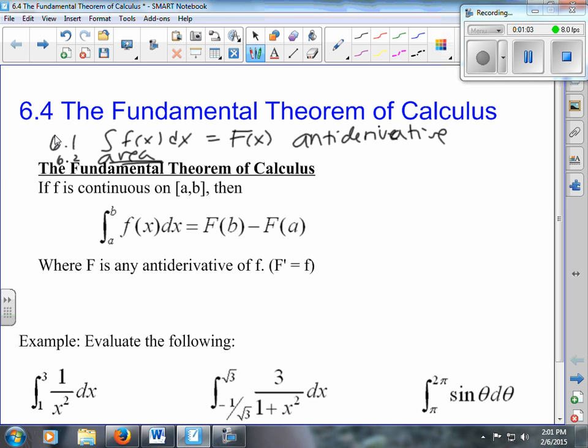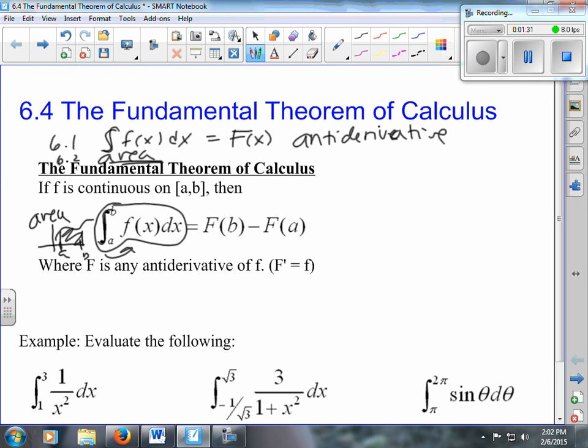And then in 6.3 we called those areas Riemann sums, and we used this definite integral notation, and that meant the area from a to b between f and the x-axis, and that's what that area was. And so now it's no coincidence that we used an integral sign when we talked about area, and we used an integral sign in section 6.1 when we talked about the antiderivative.